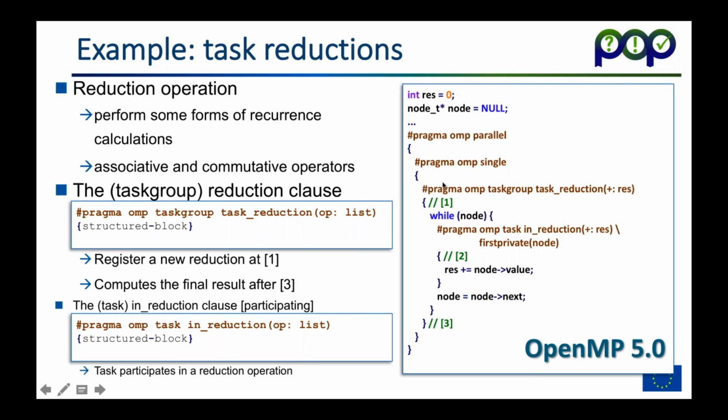We have the parallel single pattern again. A task group, we execute a while loop, which is almost impossible to parallelize with traditional for work sharing. Here we are creating one task per loop iteration. As long as the condition holds, a new task is created. And here we're using the in reduction clause. So all the variables res are made private per task, and at the end the global sum is computed because here the sum is specified as a reduction operation.